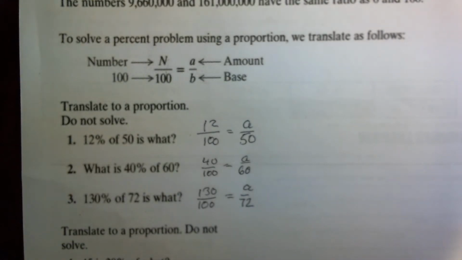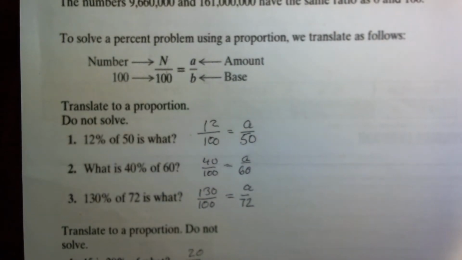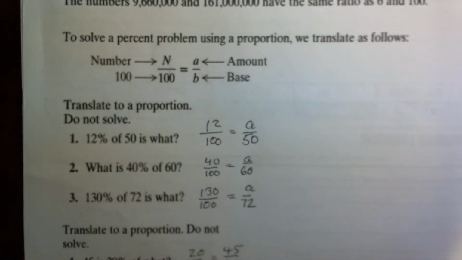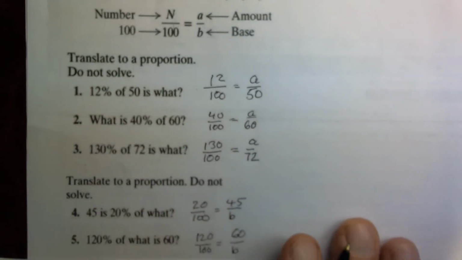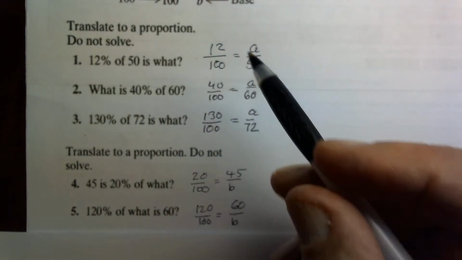And similarly, number 4, 45 is 20% of what? So 20% is 20 divided by 100. So that's equal to 45 divided by some letter, let's call it B. And then number 5, 120% is 120 divided by 100. 120% equals 60 divided by B. Where B again stands for the base.